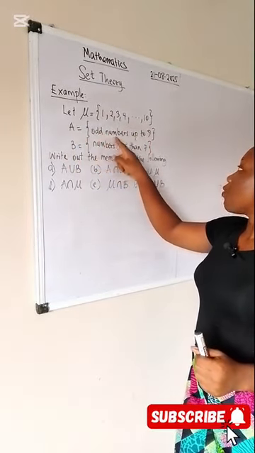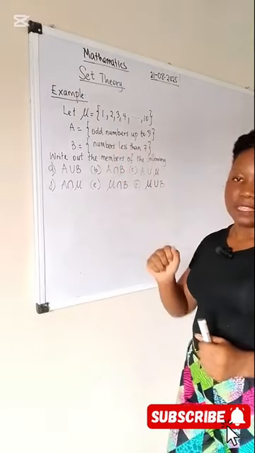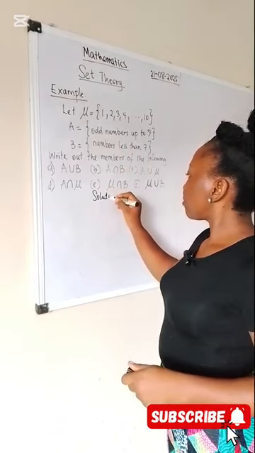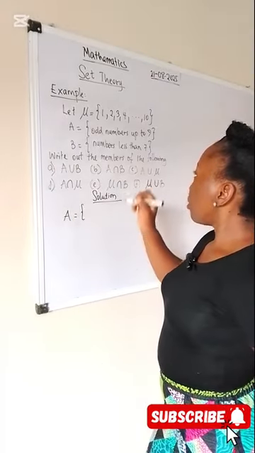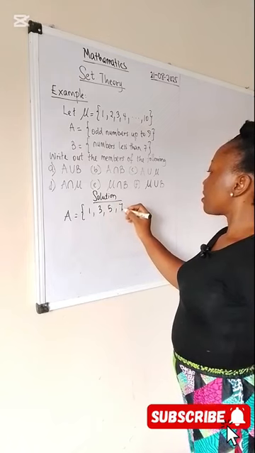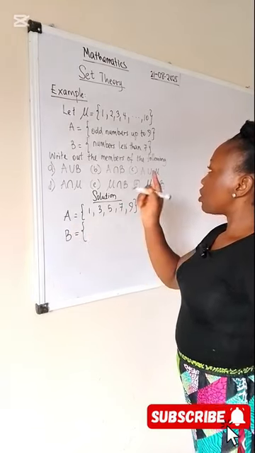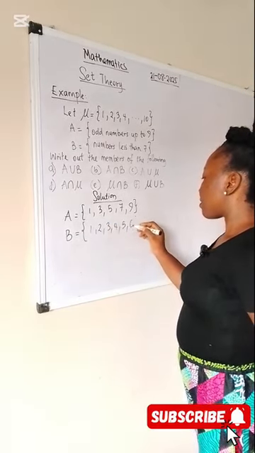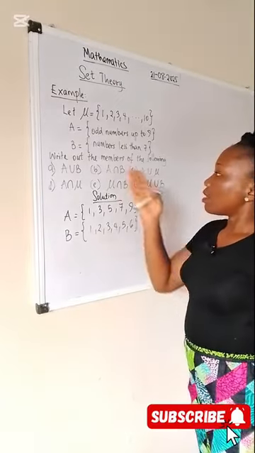Set A, which is the set of odd numbers up to 9, and B, numbers less than 7. So let us write down the elements of these sets A and B. Okay, set A is odd numbers up to 9, which is 1, 3, 5, 7, and 9. All right, and set B, which is numbers less than 7: 1, 2, 3, 4, 5, 6. They said less than 7, meaning that 7 is not included in the mix. All right, now to the questions.